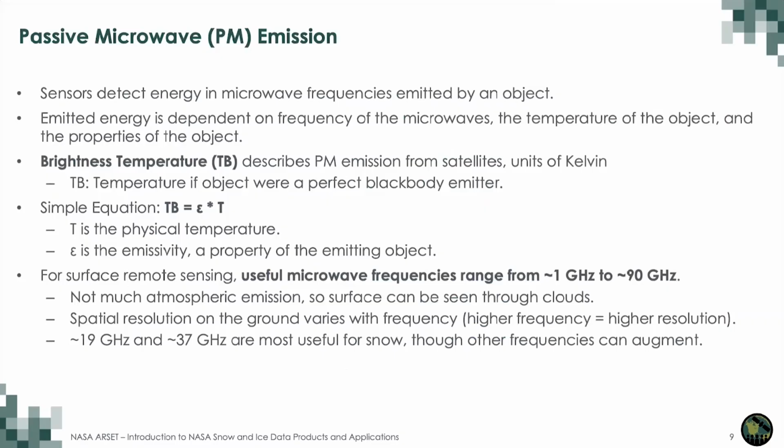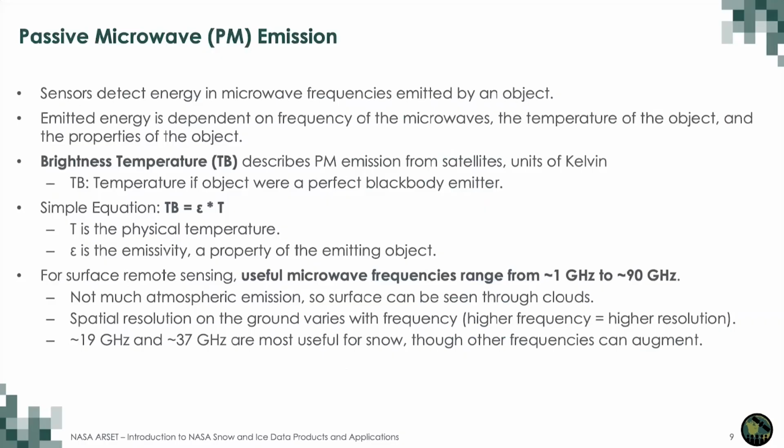And so it's basically scaled by the emissivity again, which is a property of the sensors. For surface remote sensing, the microwave frequencies that are most useful range from about 1 gigahertz to about 90 gigahertz. Those are frequencies where there's not very much atmospheric emission, so the surface can be seen through the clouds, which is a big advantage for microwave over, for example, visible sensors.